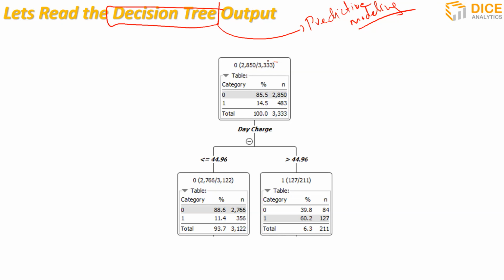So here at the top you can see the total number of rows. Then out of these rows, how many rows have zero in it, for example, non-churners. Then we also call this the parent node.